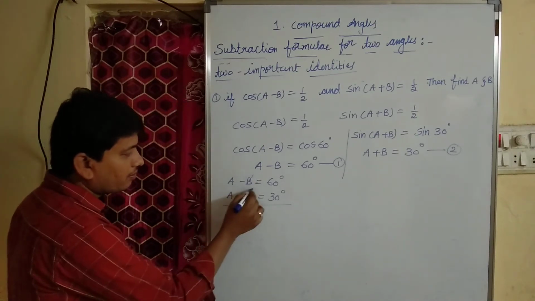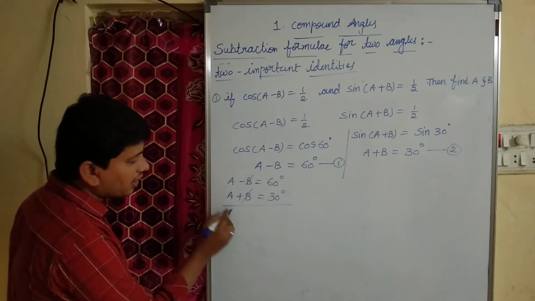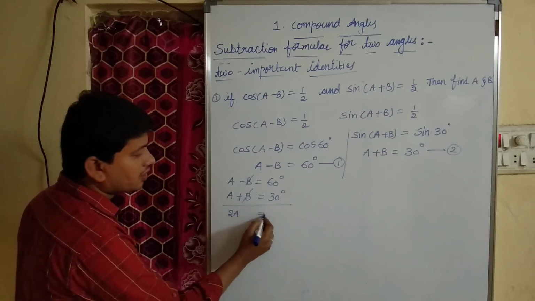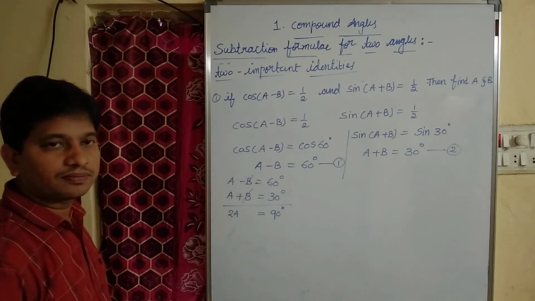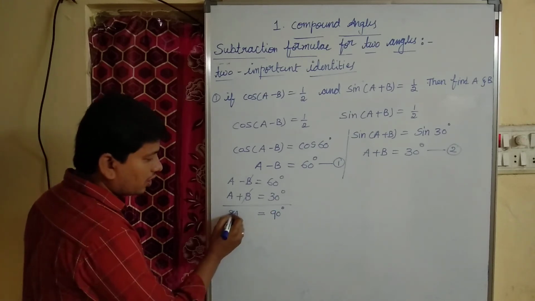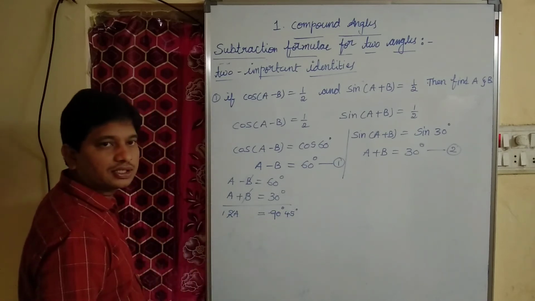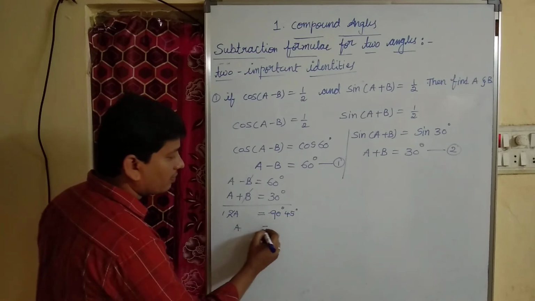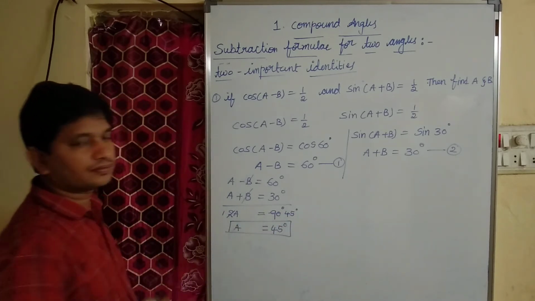Now plus B minus B gets cancelled. We are adding here, A plus A, 2A equal to 60 plus 30, nothing but 90 degrees. So 2A equal to 90, A equal to 45 degrees. Therefore A equal to 45 degrees.